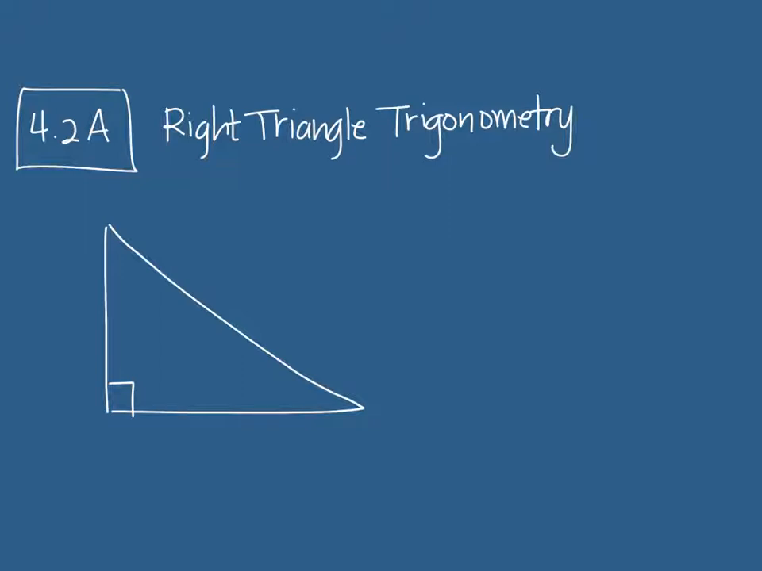In a right triangle, we use letters to label the outside edges. A is the vertical edge, up and down. Little b is the base or the bottom. And C is the diagonal side.